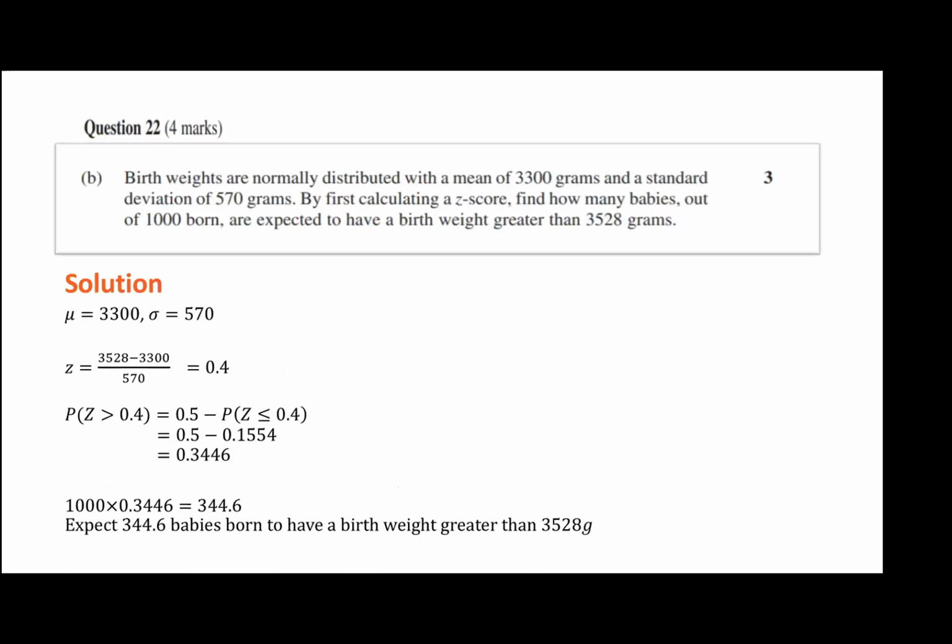The second part of this question requires birth weights are normally distributed. So what we need to do here in the second part of this question, for 3 marks, is the question asks us to find a z-score. So it's very specific. By first calculating a z-score, find how many babies out of 1,000 born are expected to have a birth weight greater than 3,528 grams. So we are finding the z-score first, and then we're looking for that to be greater than that z-score, which becomes 0.4, and we're using the distribution to find out the exact probability, which we're then multiplying by 1,000 since there's 1,000 babies.